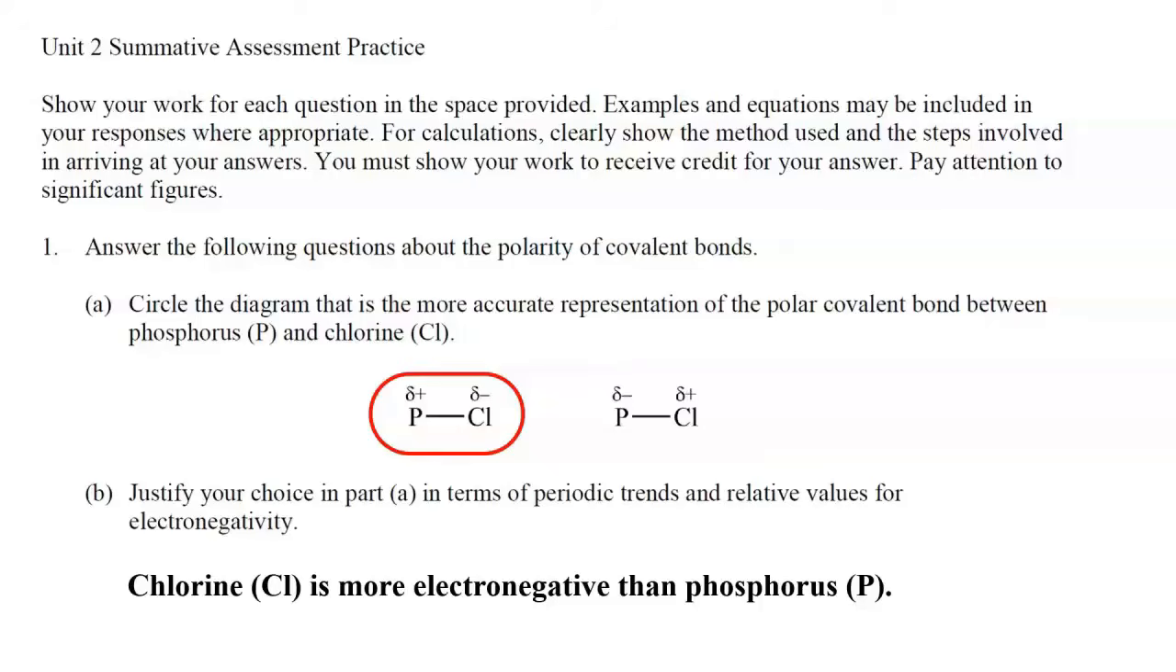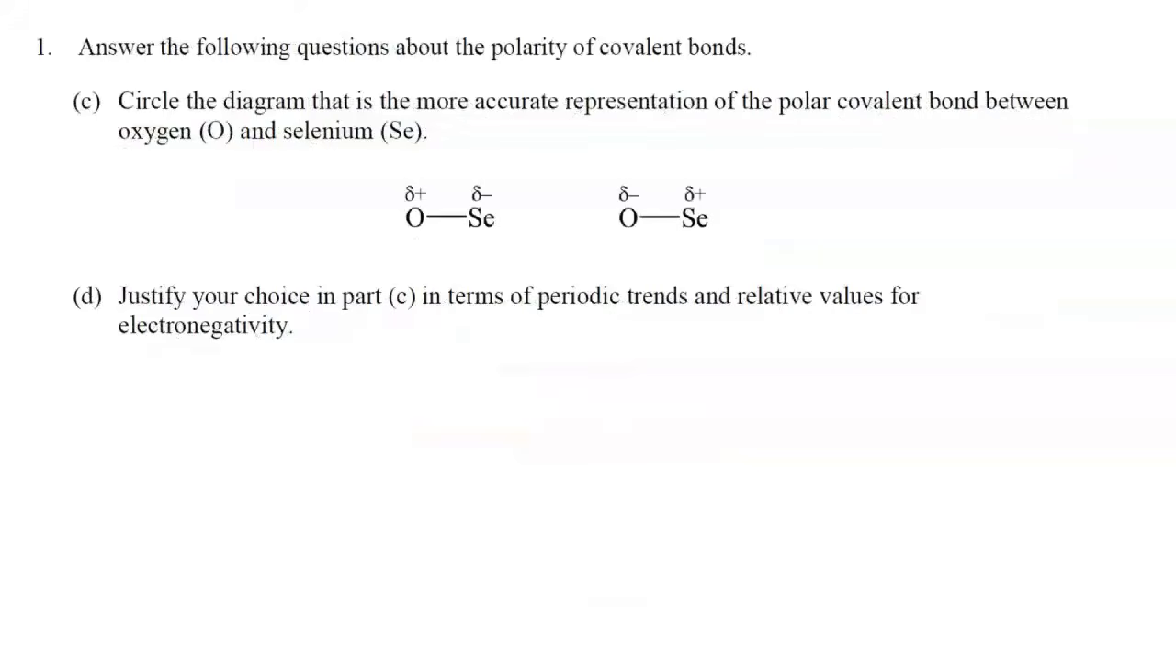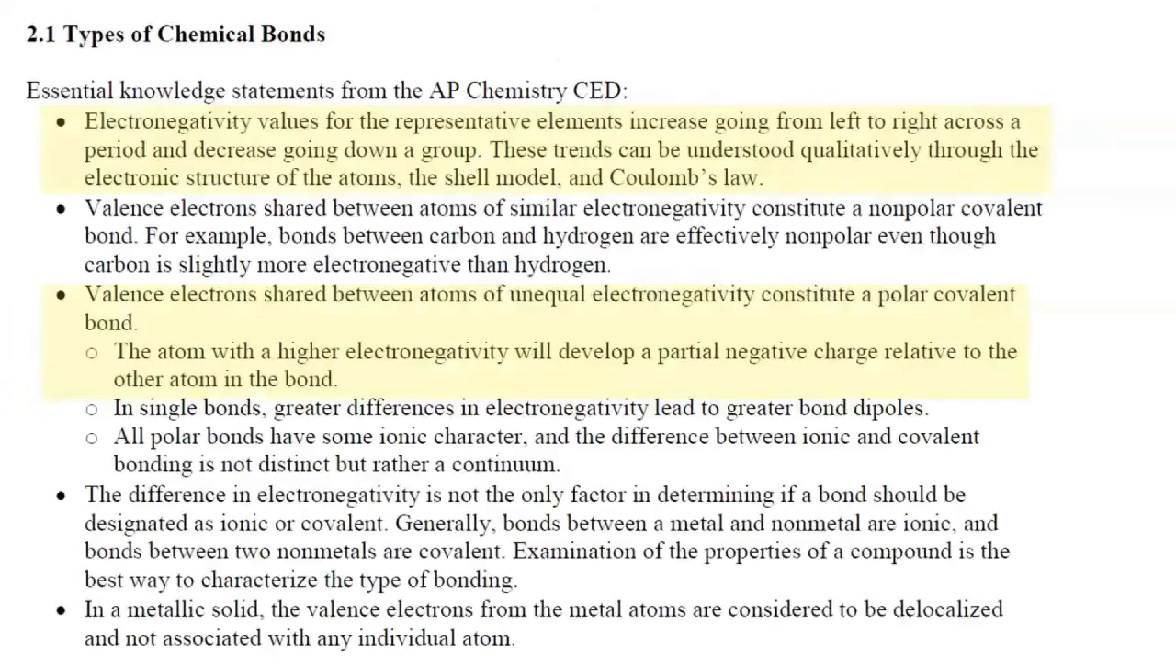All right, moving on to parts C and D. We have a similar question. Circle the diagram that is the more accurate representation of the polar covalent bond, and then justify your choice based on periodic trends and relative values for electronegativity. Remember that the atom with a higher electronegativity will have a partial negative charge.